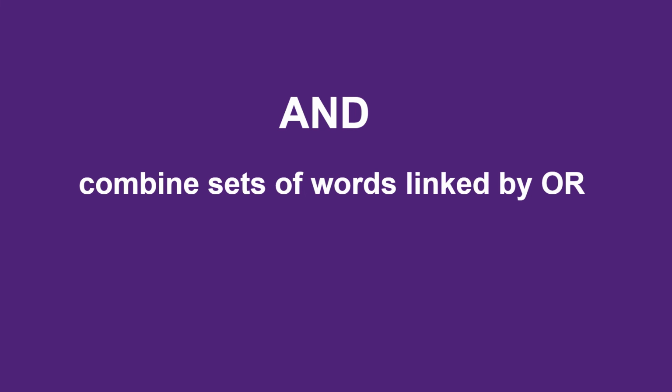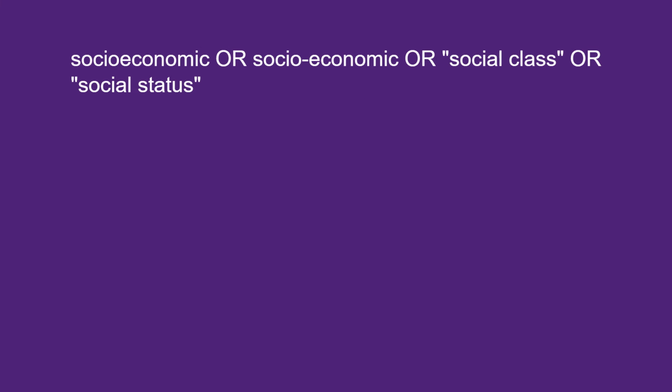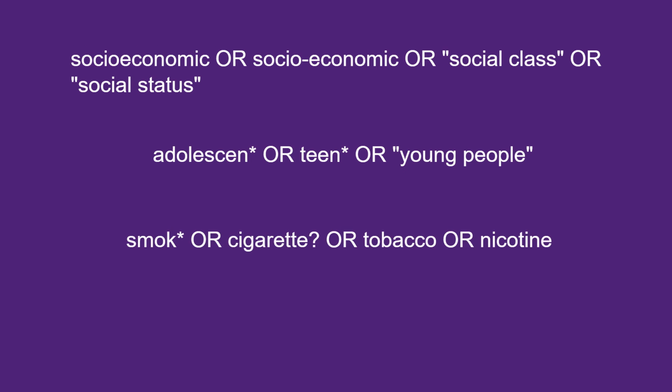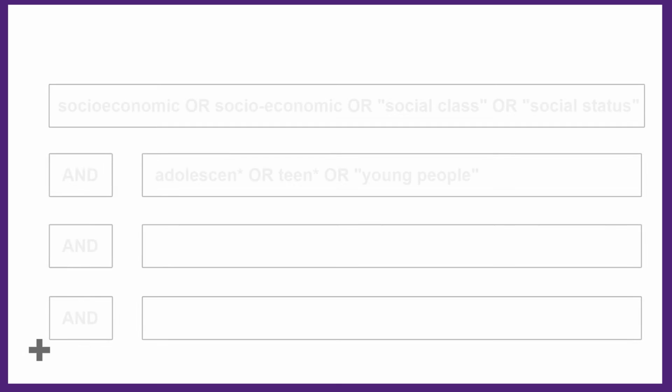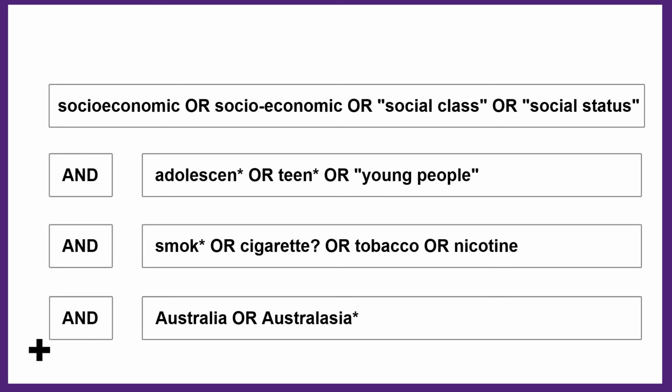And is used to combine words linked by an or. This logic can also be applied to all my key concepts. Alternative terms are linked by ORs, and the boxes containing all the alternative terms are linked by ANDs. I will continue this logic for the other keywords smoking and Australia.